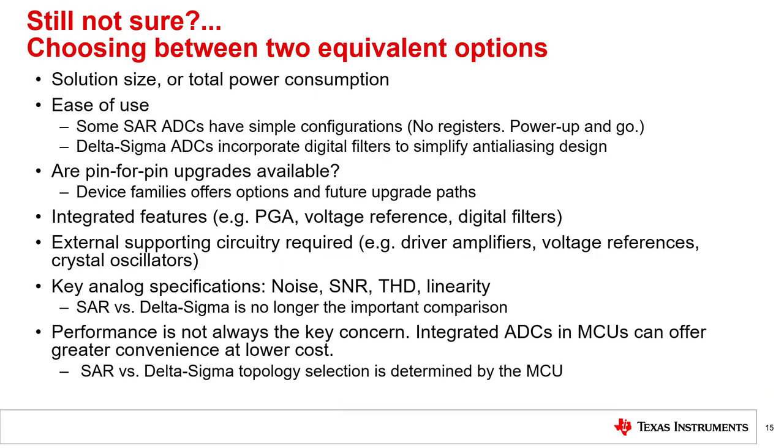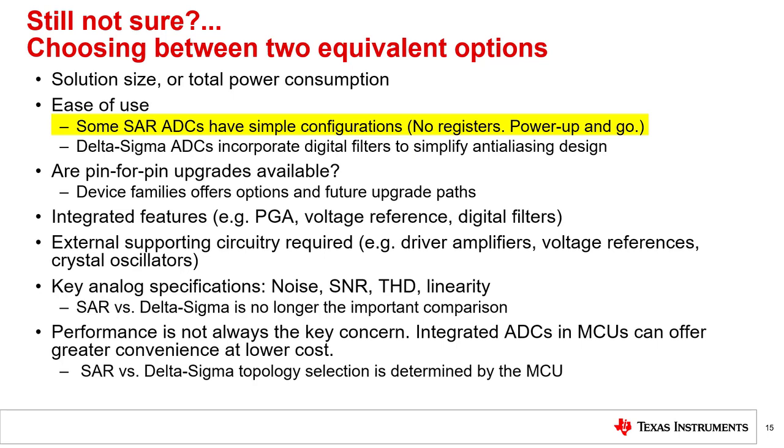That completes the decision tree for choosing between a SAR and delta sigma converter. You may find that in many cases, both types of converters are viable options. So then how do you choose? Some things to consider are overall solution size, power consumption, and ease of use. Sometimes the features in heavily integrated devices can be very helpful, but in other cases they add unneeded complexity.